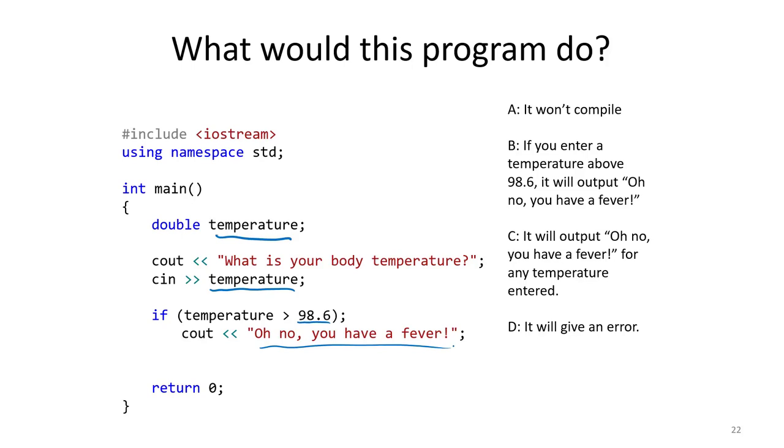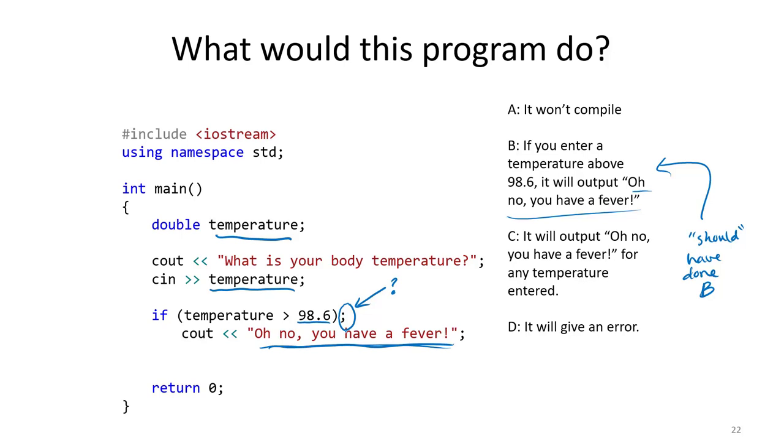All right, so we can at least probably see what the intent of this program was. We wanted to check the person's body temperature, and if the temperature was greater than some value, then we output our message. If you enter a temperature above 98.6, it will output, oh no, you have a fever. But is that actually what this program does? And notice the semicolon here. I thought we said that we didn't want to have semicolons right after our if statement.